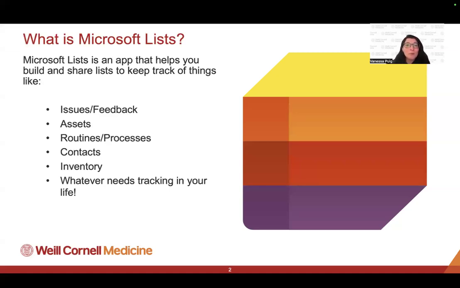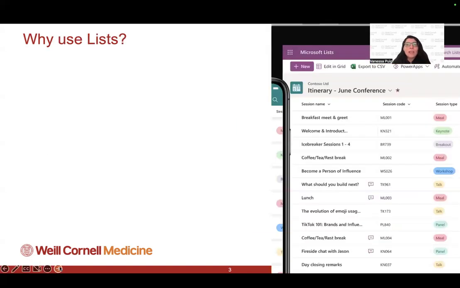Here are some examples of things that Lists might be useful for, like tracking issues, getting feedback about things, managing and tracking assets within your department, keeping track of routines, processes, contacts, inventory, anything that you can think of, Lists can definitely help with. And you may be wondering why you should use Lists.